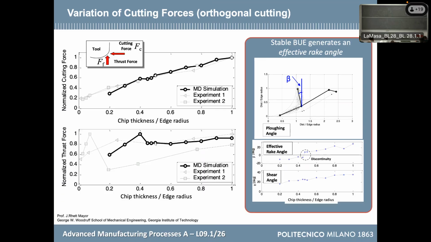Consider that every dot here is a different condition. It means that I organize an experiment where I have a certain chip thickness, then I measure the forces, then I stop the operations, and I do another experiment with another chip thickness. So this is not continuous. These are different experiments.